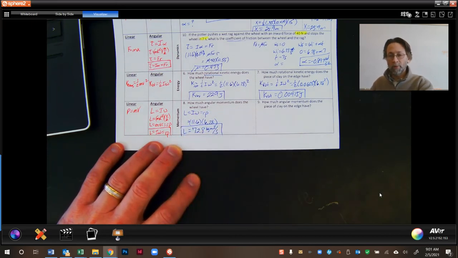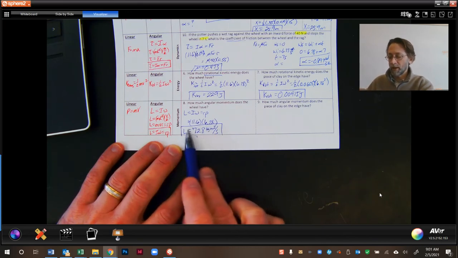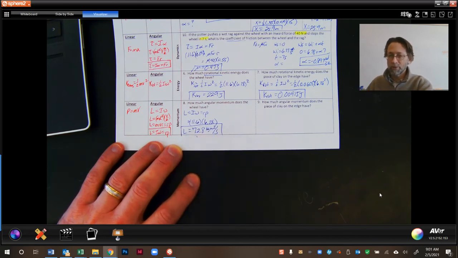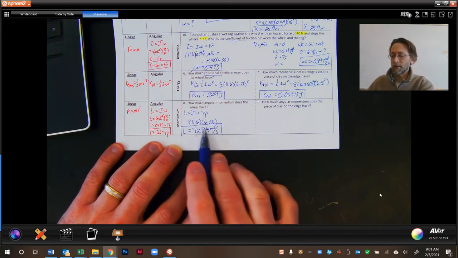Now remember, momentum tells you how much an object is wanting to keep rotating or not rotating. It's like the quantity of motion. The wanting to keep rotating or not wanting to rotate is really the inertia, but the momentum is telling you how much motion there is from the rotation of that wheel.